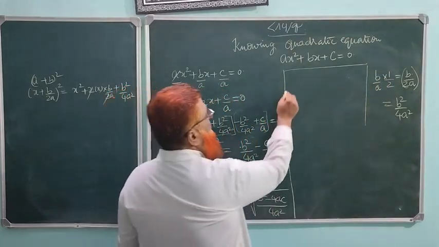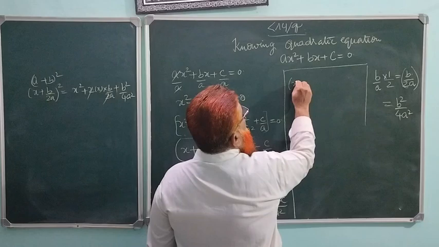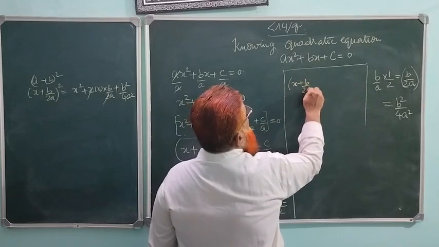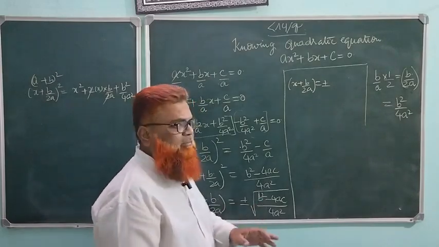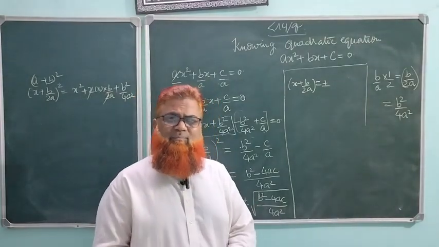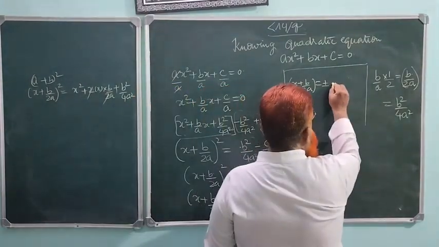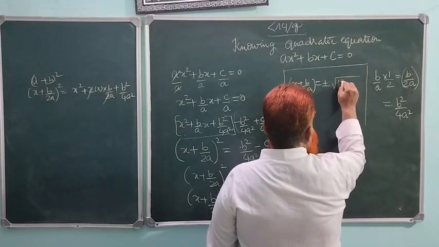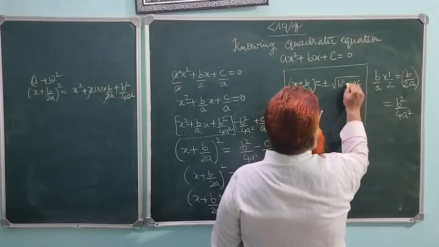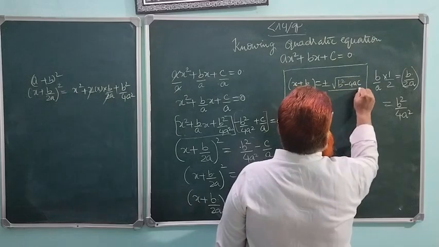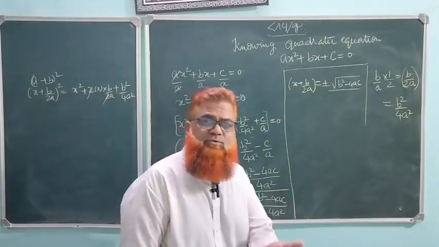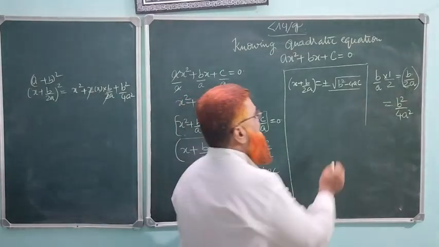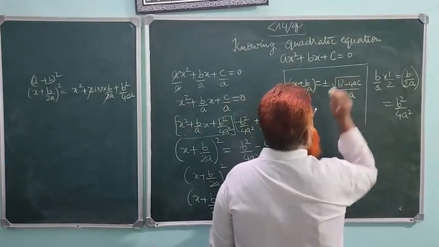x plus b by 2a is equal to plus or minus, see that b square minus 4ac is not a perfect square, it remains under the root only, b square minus 4ac under root, divided by, what is the square root of 4a square? The square root of 4 is 2 and a square is a, so it will be 2a, right?